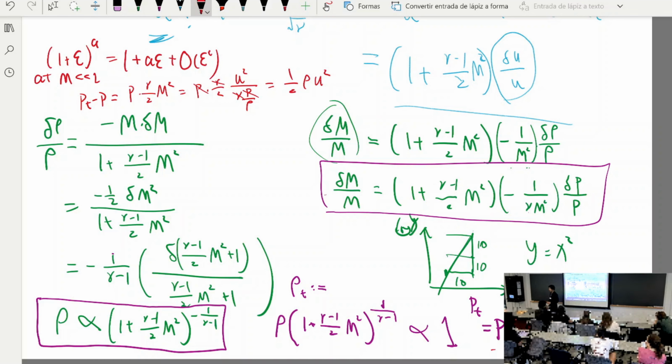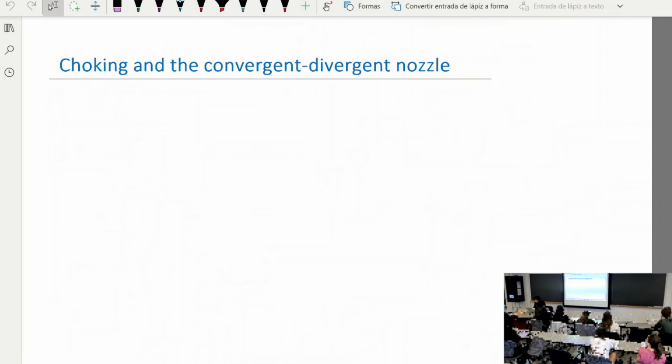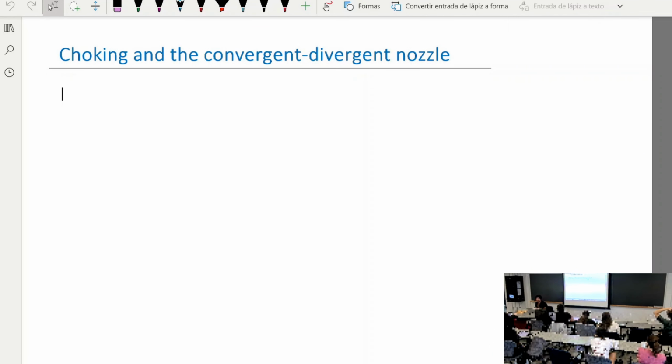I highly recommend you try to derive it yourself at home. And that's why there is no homework this week. All right. So now we can apply this relationship to a convergent divergent nozzle.